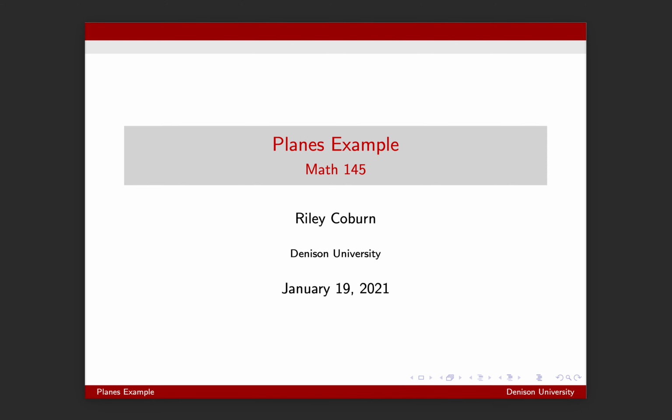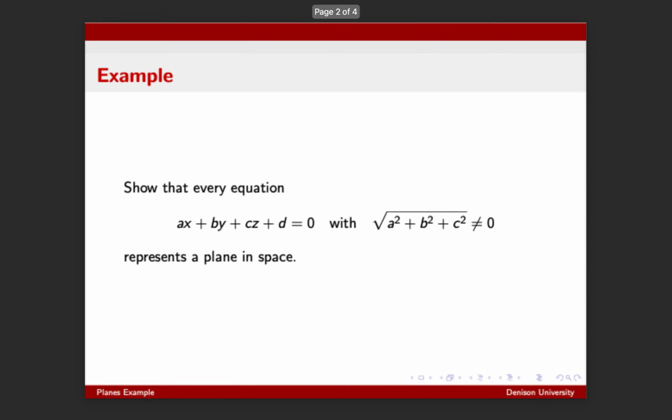Hi everyone, in today's video we're going to be taking a look at an example of planes. So we're asked to show that every equation ax plus by plus cz plus d equals 0, with the square root of a squared plus b squared plus c squared not equal to 0, represents a plane in space. So pause the video, work out your own solution, and then on the next slides I'll work through my solution.